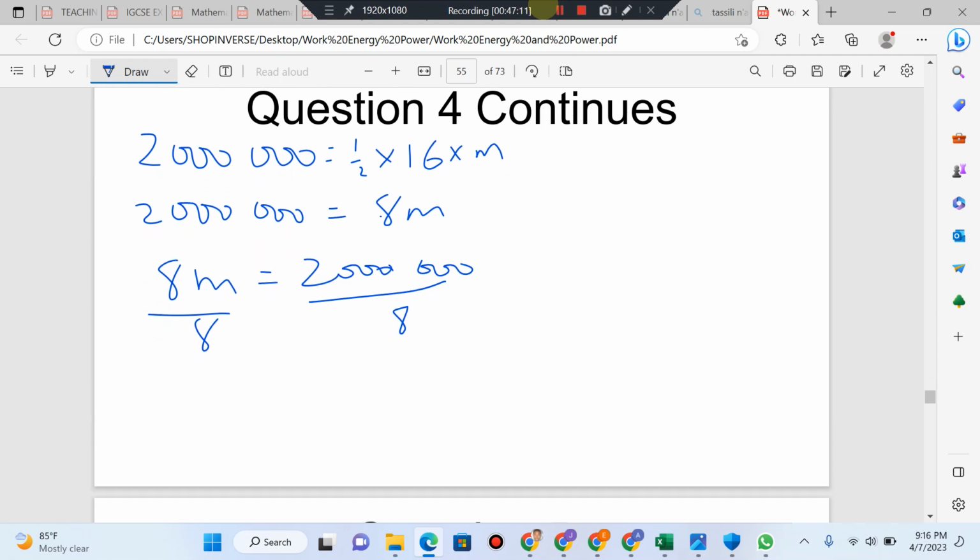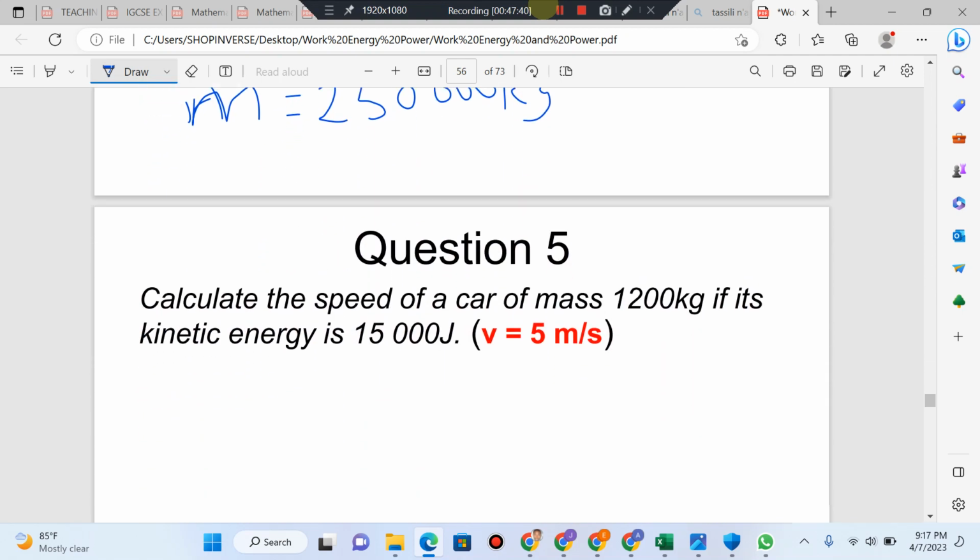Divide both sides by 8. Now if you divide 2 million by 8, you have m equal to 2 million divided by 8. 20 divided by 4 is 5. 20 divided by 8 is 2.5. Okay, so you have 250,000 kilograms. That should be the mass. 2 million divided by 8 should give us 250,000.